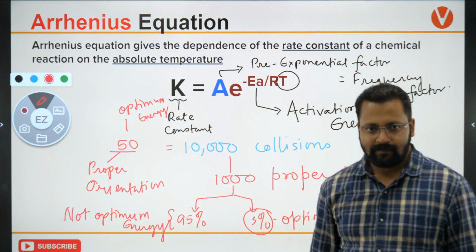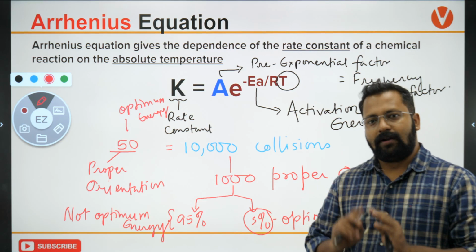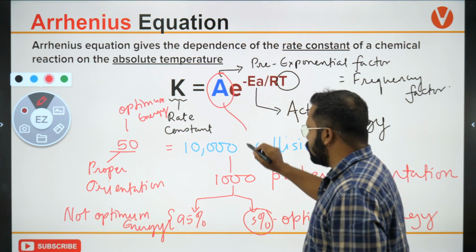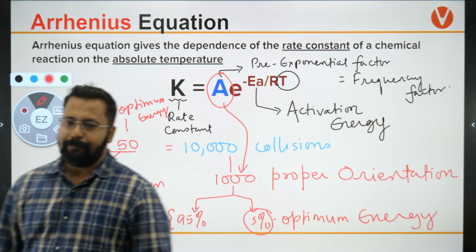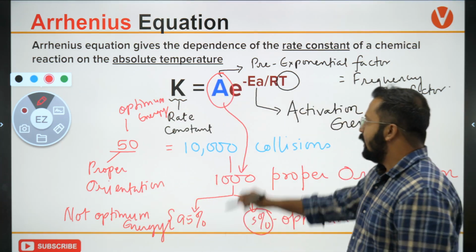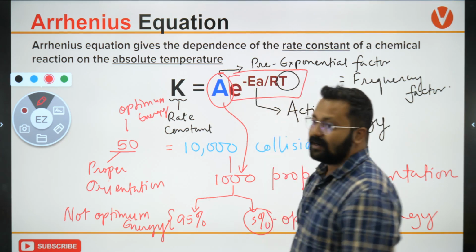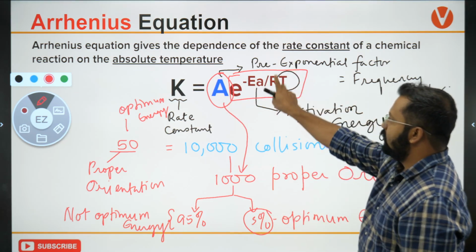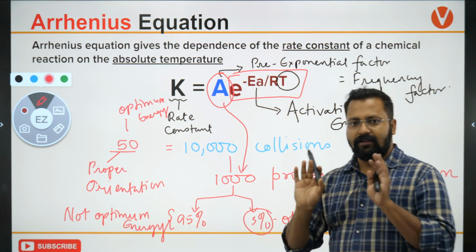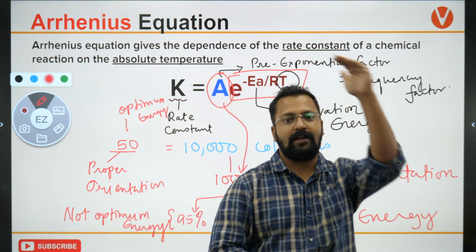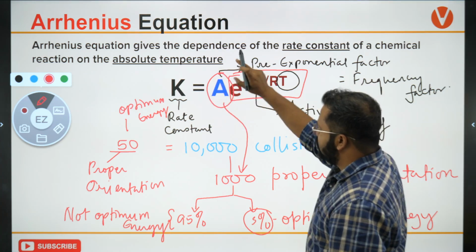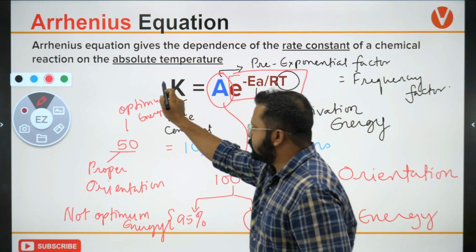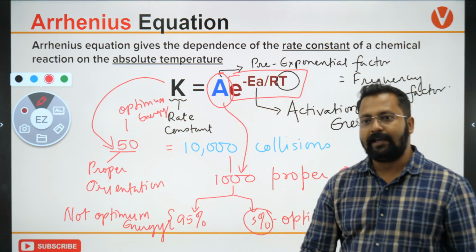Okay, only 50 molecules. The physical meaning of the equation is exactly the same. A represents those collisions which have proper orientation, and e to the power minus Ea by RT is a fraction of those collisions which have optimum energy. What is the optimum energy? Activation energy. So if they have activation energy, they can cross the threshold energy barrier. Out of the molecules which have proper orientation, this fraction has optimum energy. So K represents those molecules which have proper orientation and optimum energy.